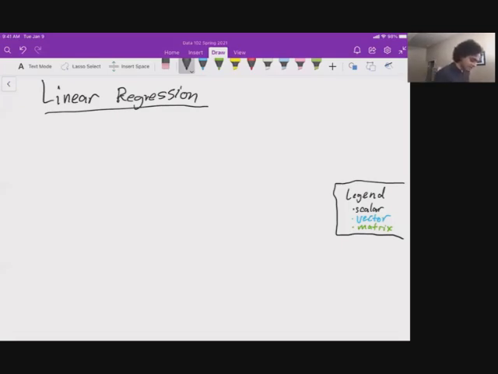So what is linear regression? Remember, in the simplest case, we have 1D linear regression. What we get is a bunch of pairs, x1, y1, x2, y2, and so on, all the way up to xn, yn. These are pairs, and these are all scalars, right?